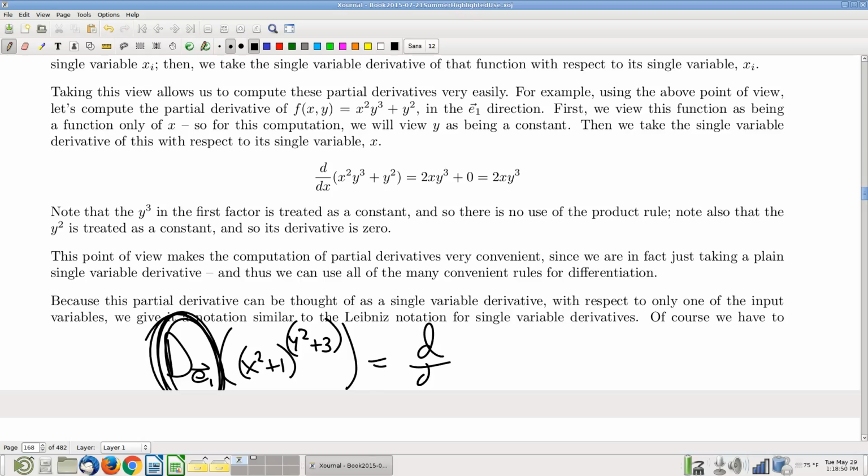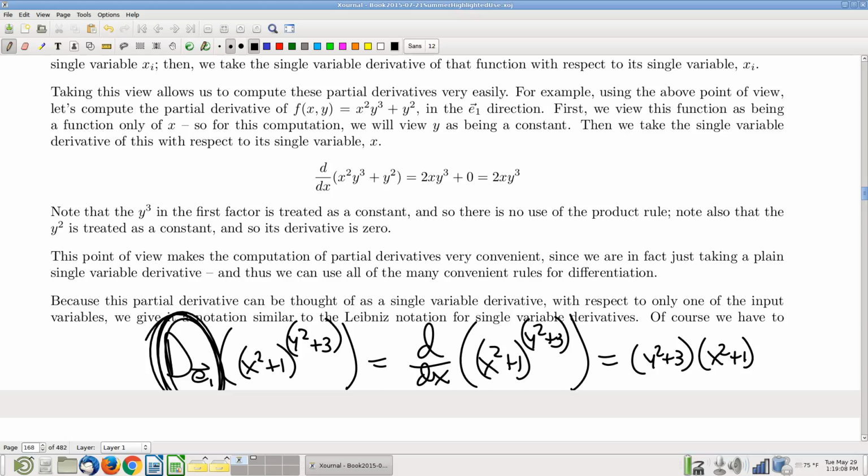I'm going to say here d by dx of (x squared plus 1) to the y squared plus 3. And so the derivative is y squared plus 3 times (x squared plus 1) to the power of y squared plus 2.